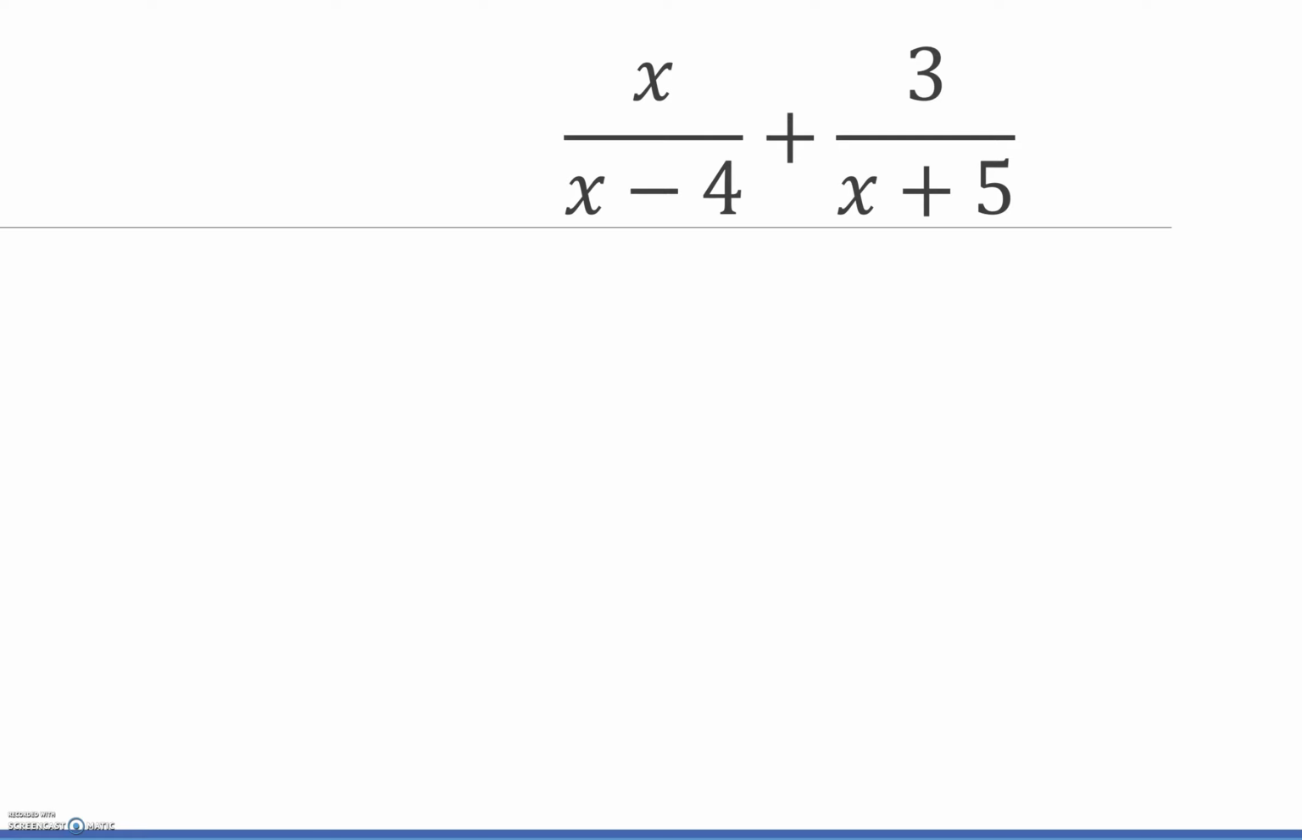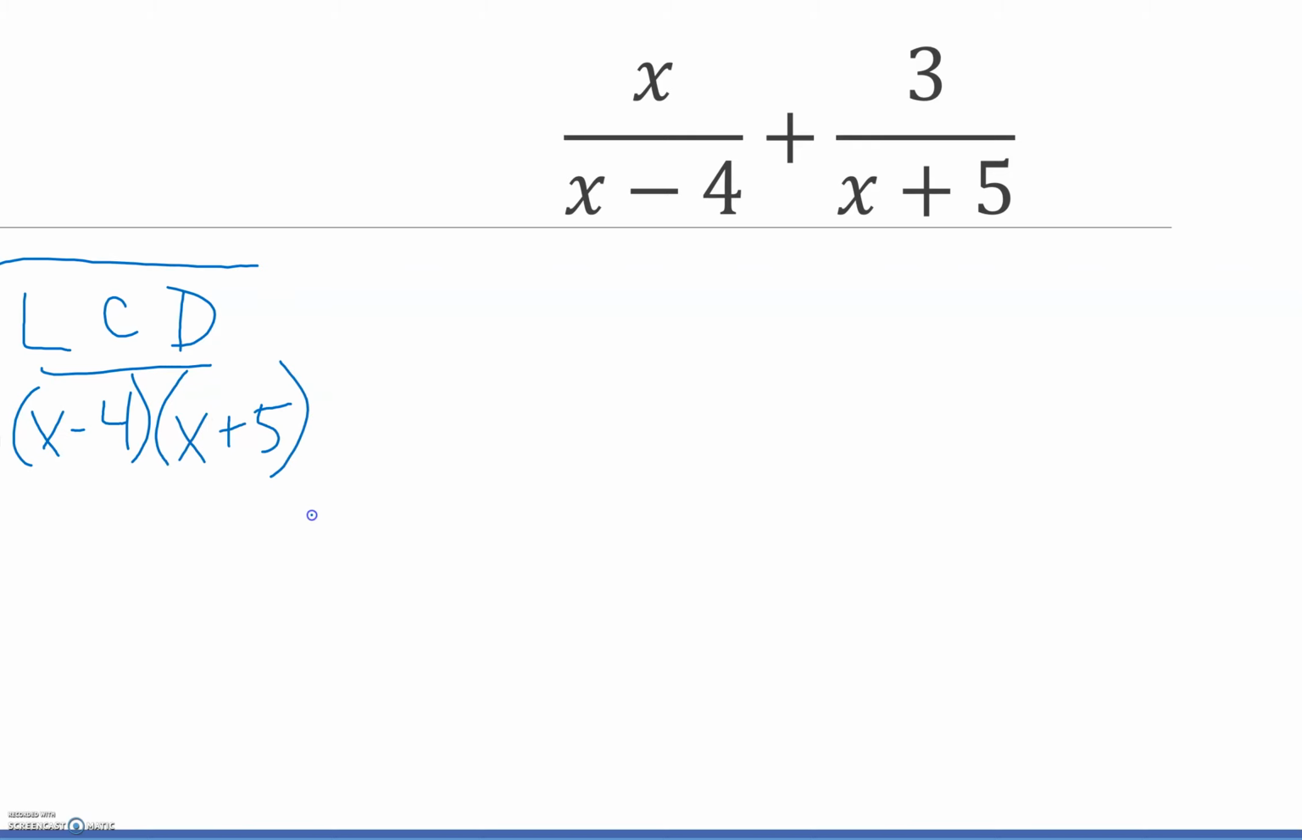Now if we look here, our first fraction has x minus 4 in the denominator. The second has x plus 5. So our LCD has to contain both. It's going to be x minus 4 times the quantity x plus 5. Okay. So the first rational expression, x over x minus 4, is missing x plus 5. So I'm going to multiply by x plus 5 over x plus 5.